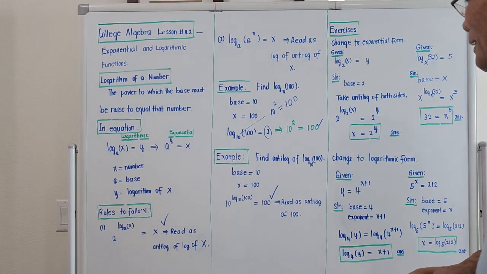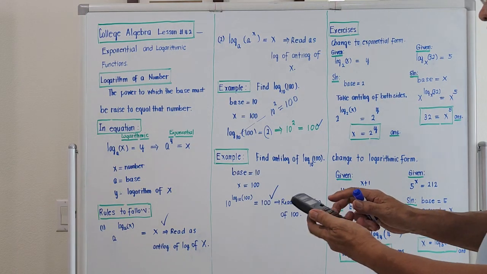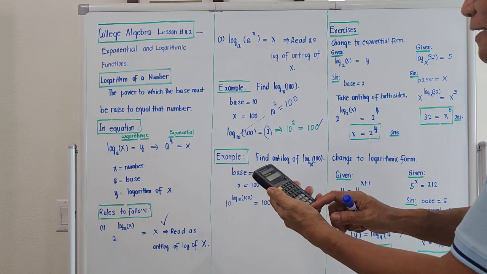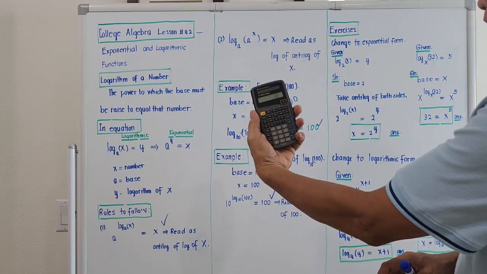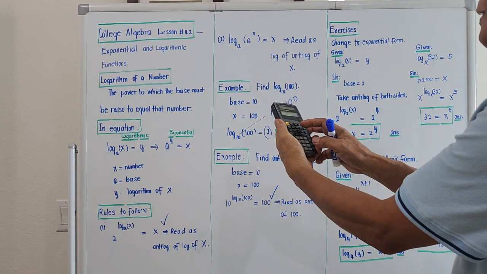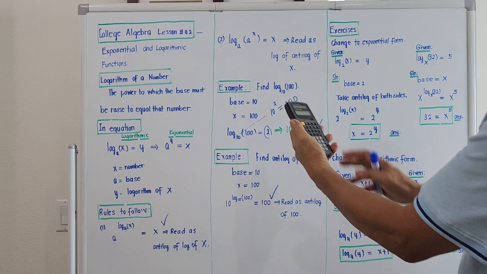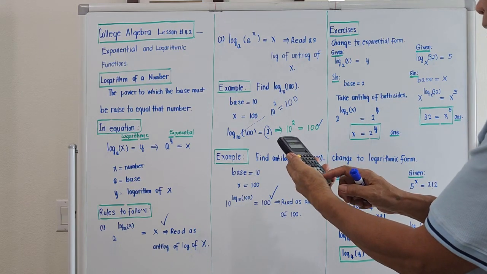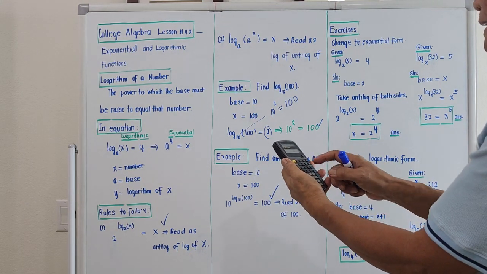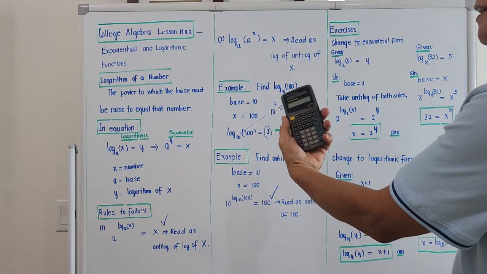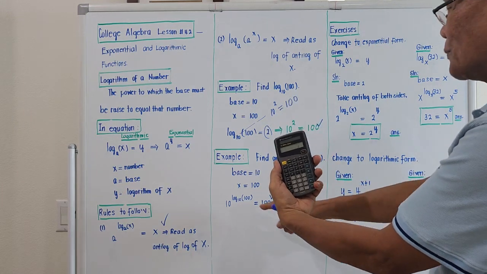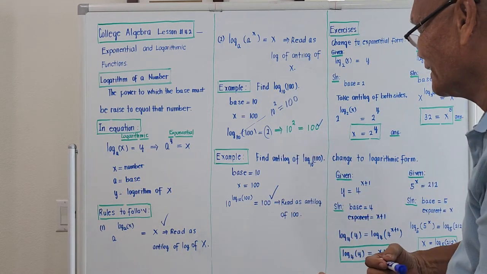If you don't want to trust that one, you display 100 here and take the common logarithm. The common logarithm of 100 is actually 2, right? 2.